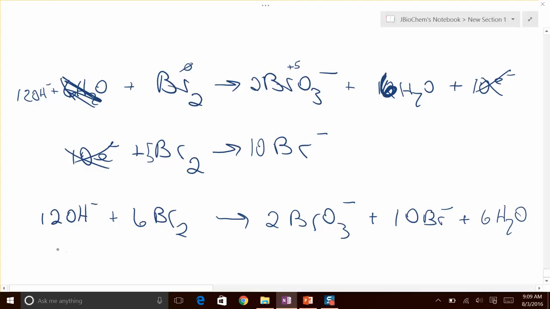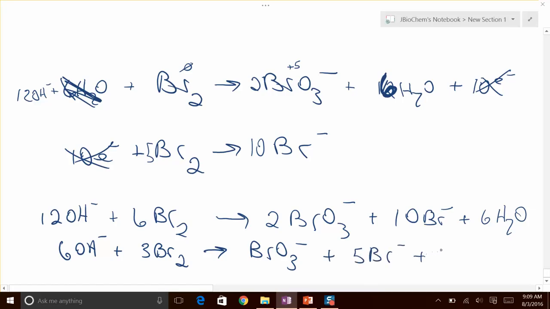Okay? Now, what do you notice about this? Looks perfect. Is it in its lowest ratio? No. Divide by 2. Okay, so we have 6 OH minuses plus 3 Br2 produces BrO3 minus plus 5 Br minuses plus 3 H2O.